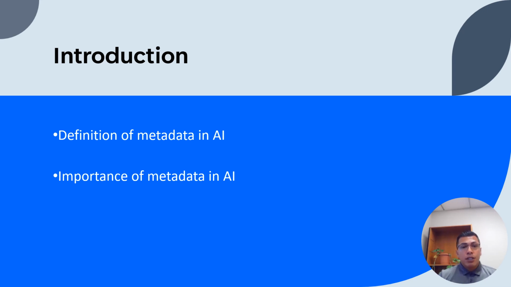In this presentation, we will explore various types of metadata relevant to AI, including but not limited to training data metadata, model metadata, and deployment metadata. We will also delve into the history of metadata and AI and its evolution alongside the growth of machine learning and deep learning and its importance in shaping the current AI landscape.